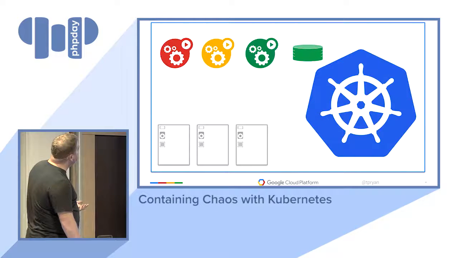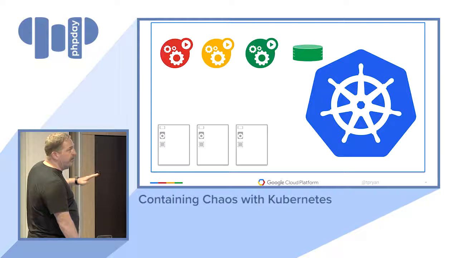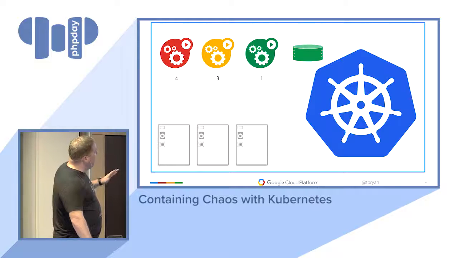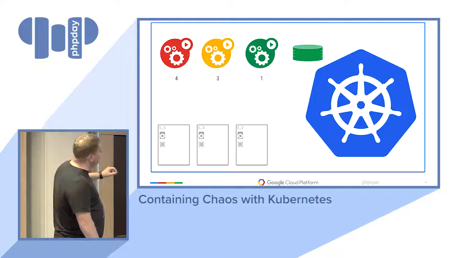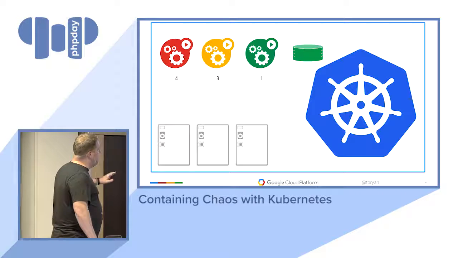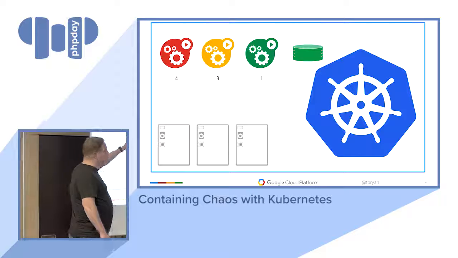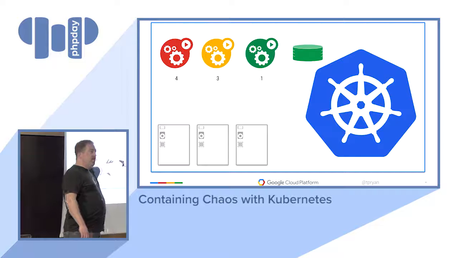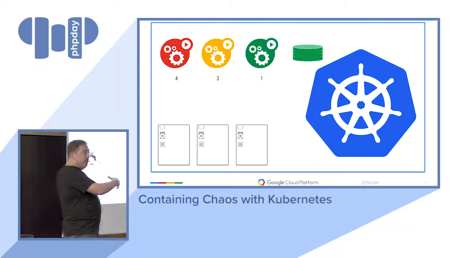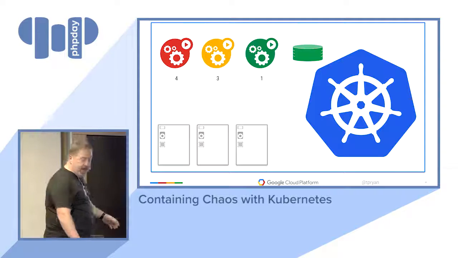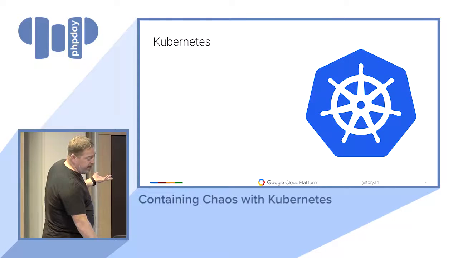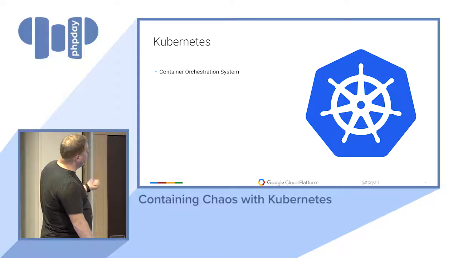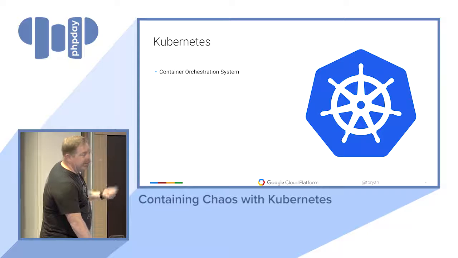So Kubernetes solves this problem for you, and it solves it in kind of a different way. Instead of spinning up all those individual machines, you basically just tell Kubernetes, I want 4 of these, 3 of these, 1 of these. Kubernetes manages the hardware for you, manages the servers that are going to be running the containers for you, and you don't have to worry about it. So we call Kubernetes a container orchestration system.